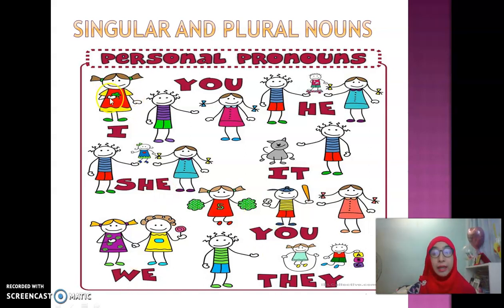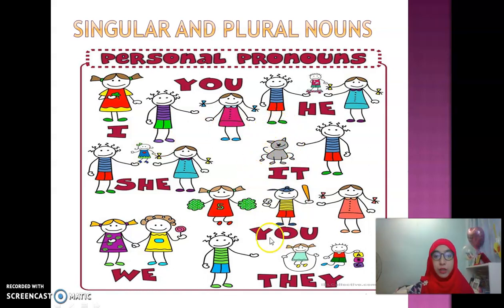So we have I, we have you, we have he. So although there's three people here, the he is referring to this one boy. Not all, one boy. Alright? The same with she. She is referring to this one girl. Alright? Only this girl. Not this boy and this girl. Only this girl. So she is referring to this girl. Alright? It is referring to the cat.